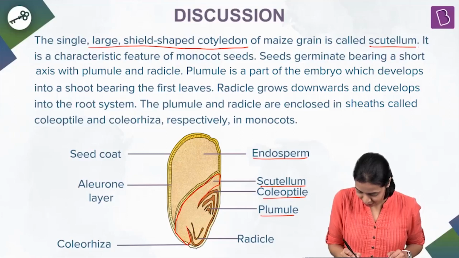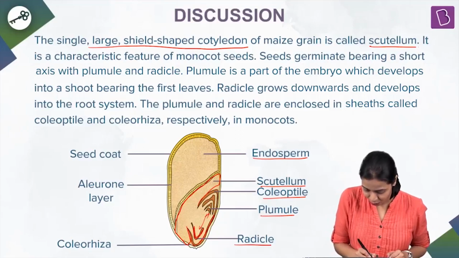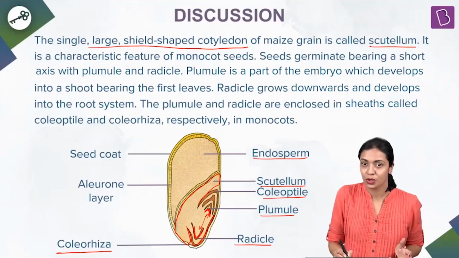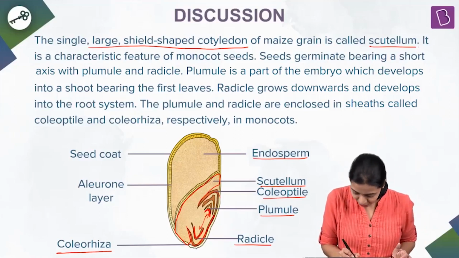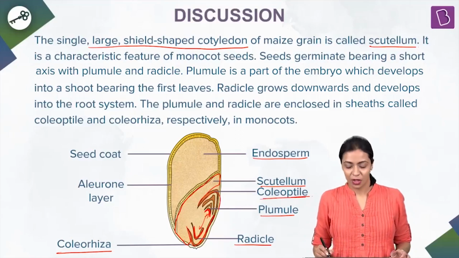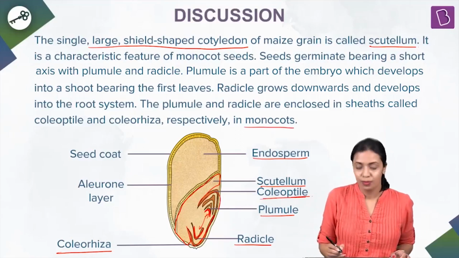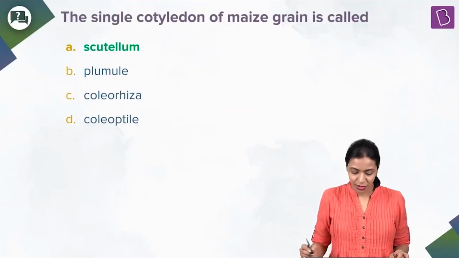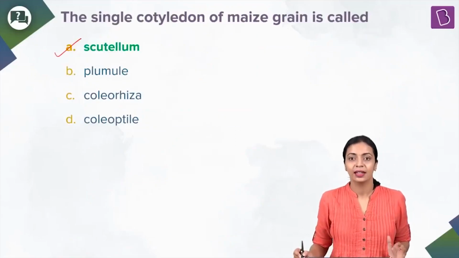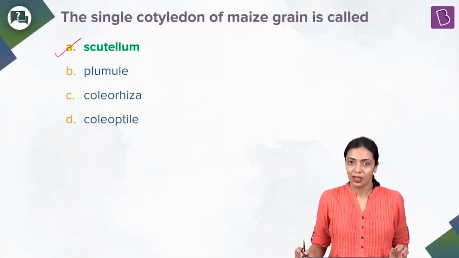So this is the embryonal axis. This is the radicle. It is covered by the coleorhiza, while this is the plumule which develops into the shoot system, and it is covered by the coleoptile. This is the characteristic feature that we can observe in monocots. So the correct answer to this question is option A, scutellum. That is what the single large shield-shaped cotyledon in the maize grain is known as.